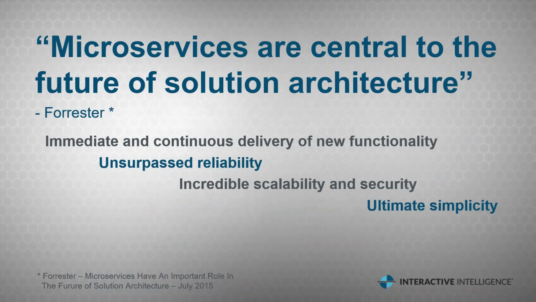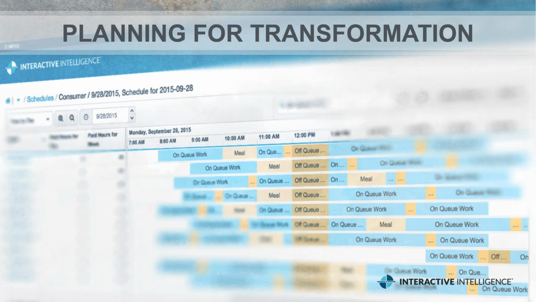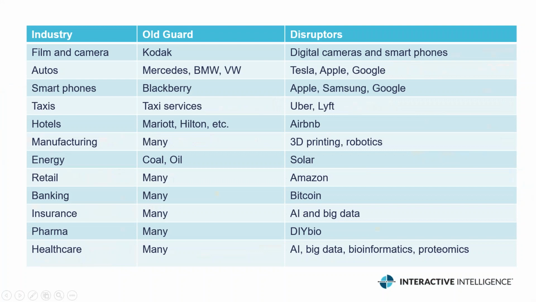And you can see here even Forrester notes that it's the future to solution architecture, especially in the cloud, because it provides those things on the slide, such as continuous delivery, reliability, scalability, security, simplicity. So there's a lot of good advantages there. So what do you plan for in terms of changing to the cloud?